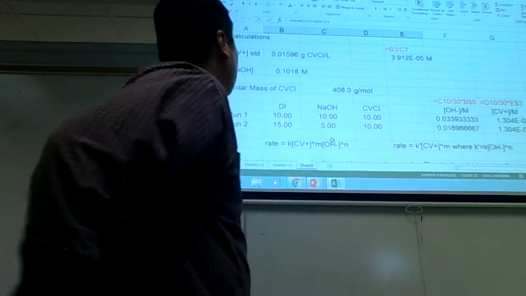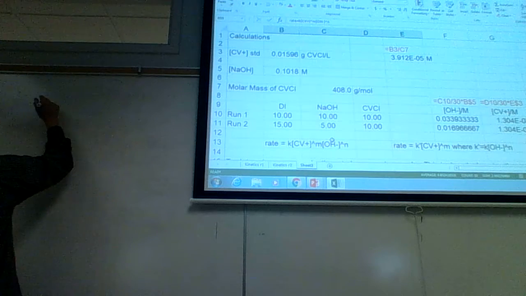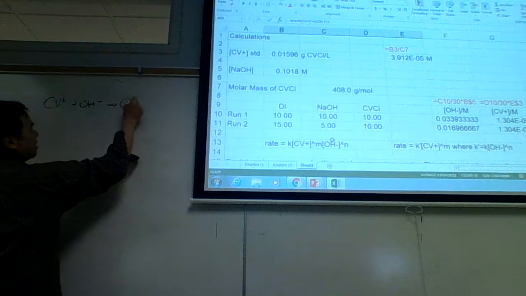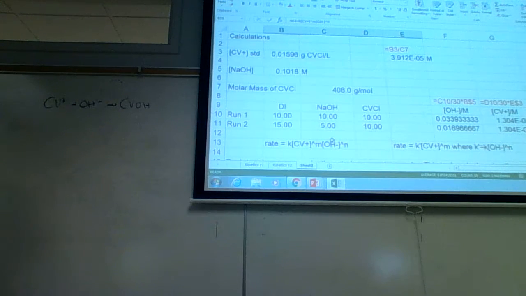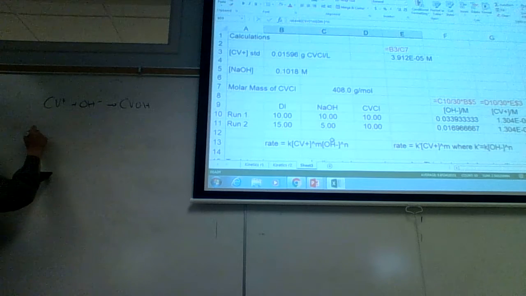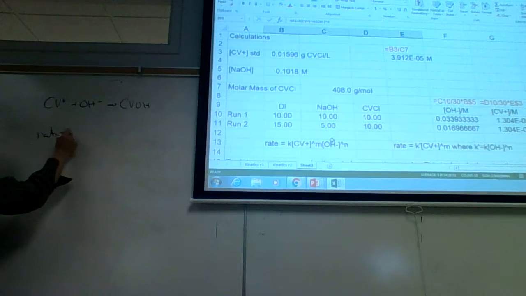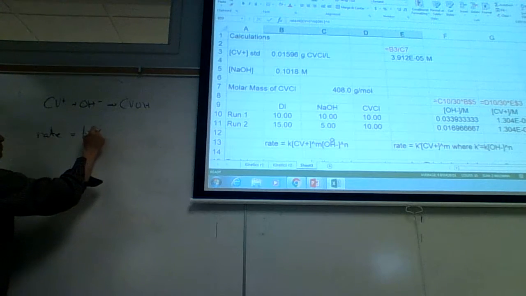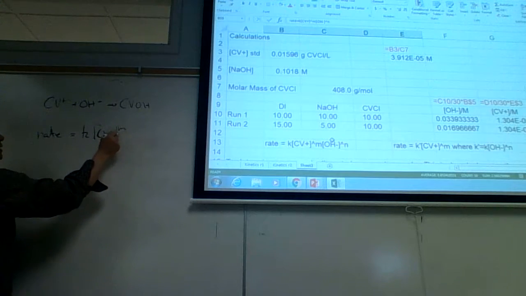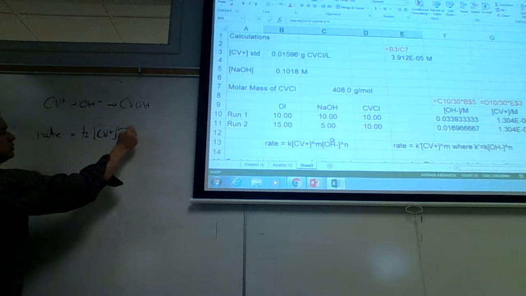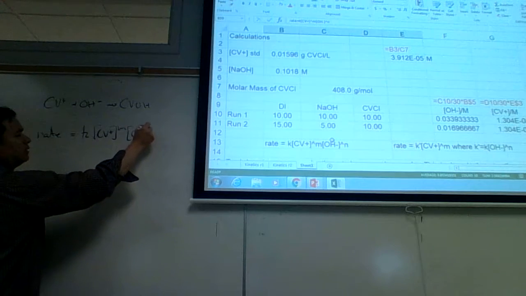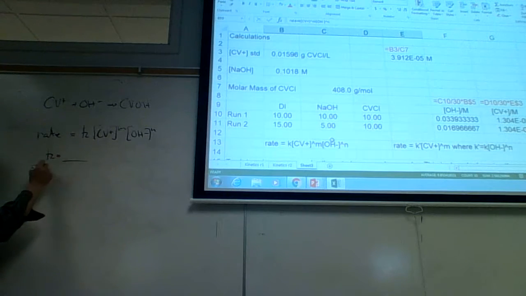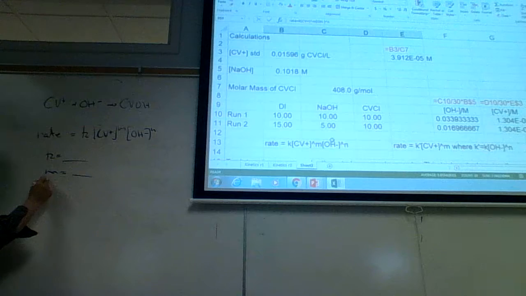Well, let's take a look at the calculations for kinetics. In the kinetics lab, we look at this reaction, crystal violet and hydroxide, to form crystal violet hydroxide. And all we want to do for this lab is determine the rate law. In order to determine the rate law, we have to figure out what K is, and then M, which would be the order with respect to crystal violet, and then N, the order with respect to hydroxide. So we want K, M, and N.